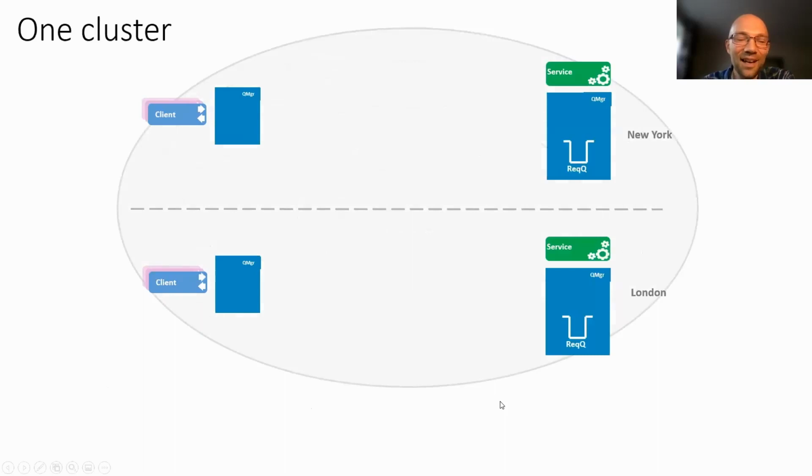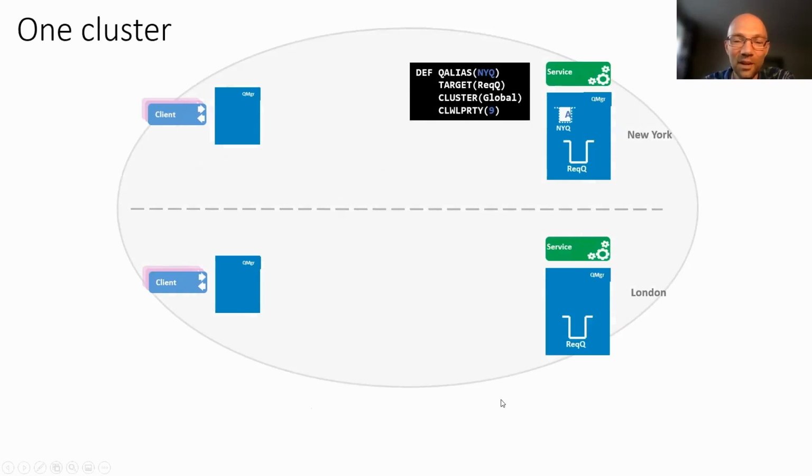Yes, you can. And this is one way that you can set it up. So now we have a queue that's used for requests, the request queue. That's where we expect the request from the client to come to, where the service will get the messages off. If you now define an alias queue for that queue that's in the cluster, and you give it a high workload priority, so we define that queue alias called NYQ on the New York queue manager with a high priority within the cluster. And we define another one on the London queue manager with a much lower workload priority.